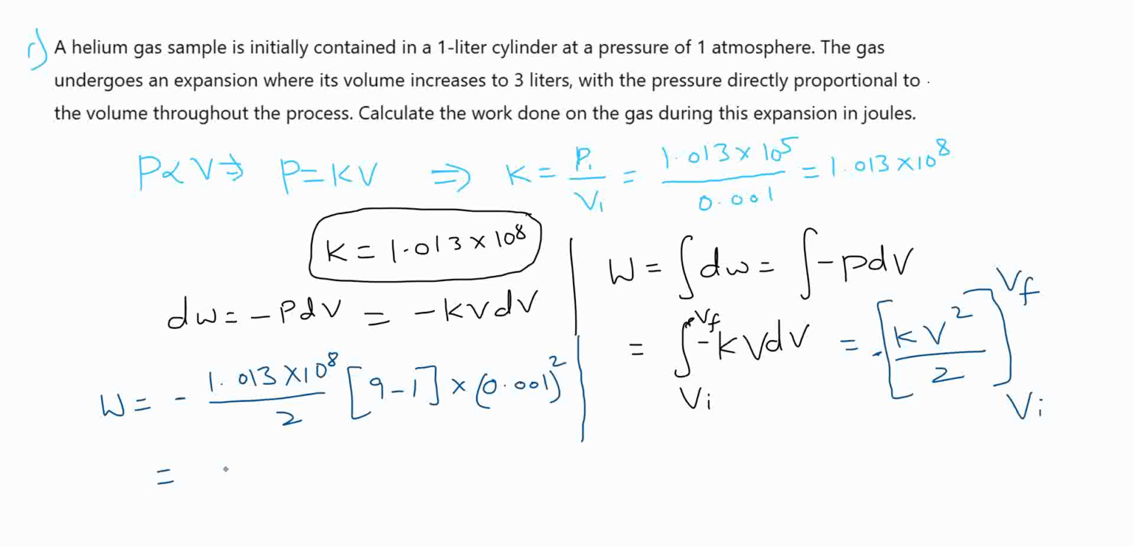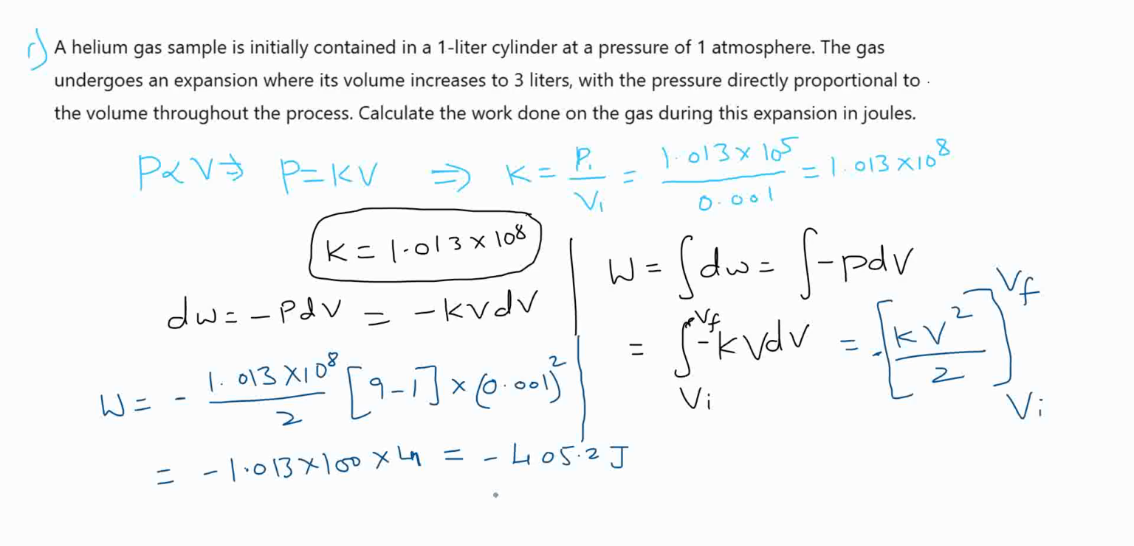So we get minus 1.013 into 100 into 4, that many joules. When we do 1.013 times 4, we get 4.052 into 100. So minus 405.2 joules. Check if this calculation is correct.